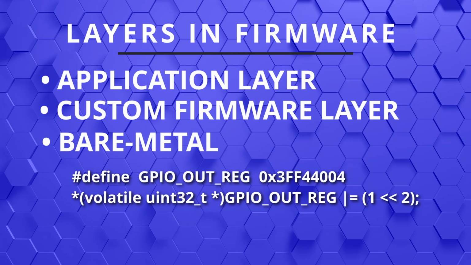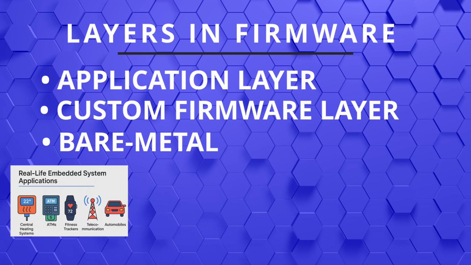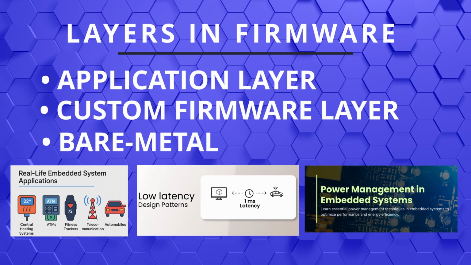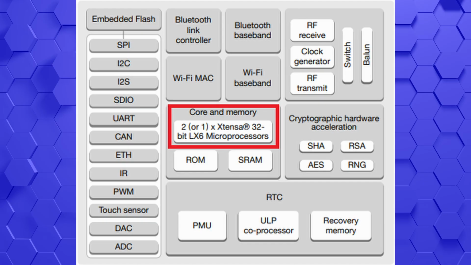Here is the example: #define GPIO_OUT_REG and the address for that, and after that we are setting up the value. So in short, what we are doing is we are just turning on the LED. This is true embedded engineering, where you understand exactly how the microcontroller executes every instruction. Bare metal programming is ideal for real time applications, low latency systems, or when optimizing for power and performance. However, it requires deep knowledge of ESP32 architecture, Xtensa core, and memory mapping.